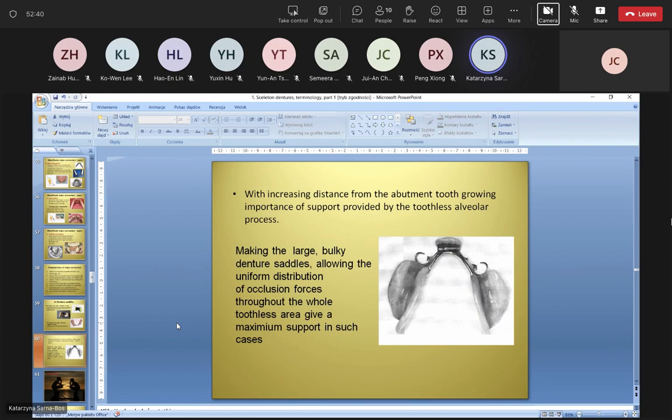With increasing distance from the abutment tooth, the support provided by the toothless alveolar process grows in importance, making the large, bulky denture saddles, which allow uniform distribution of occlusion forces throughout the whole toothless area, give maximum support in such cases. So as you see, sometimes the saddles are very, very big because they provide much more support for such kind of denture, especially in the mandible.